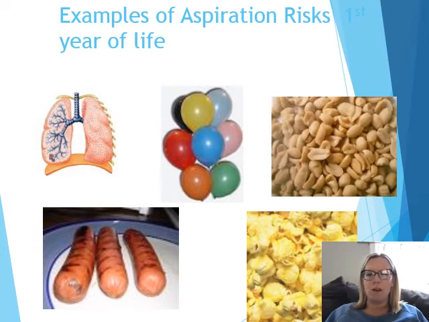Peanuts, popcorn, and hot dogs, especially sliced in circles, are a risk for aspiration. Hot dogs are a common food that we give to kids, but we want to avoid them being cut up in circles. You want to cut them into circles and then halve them.